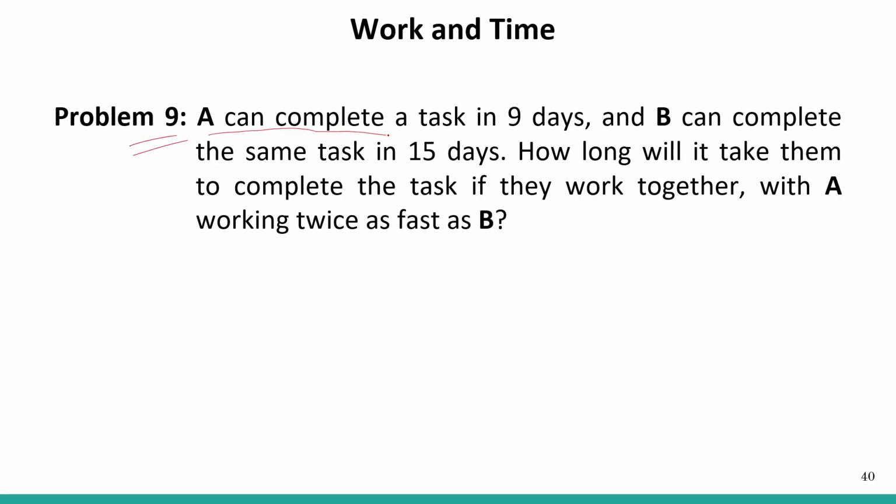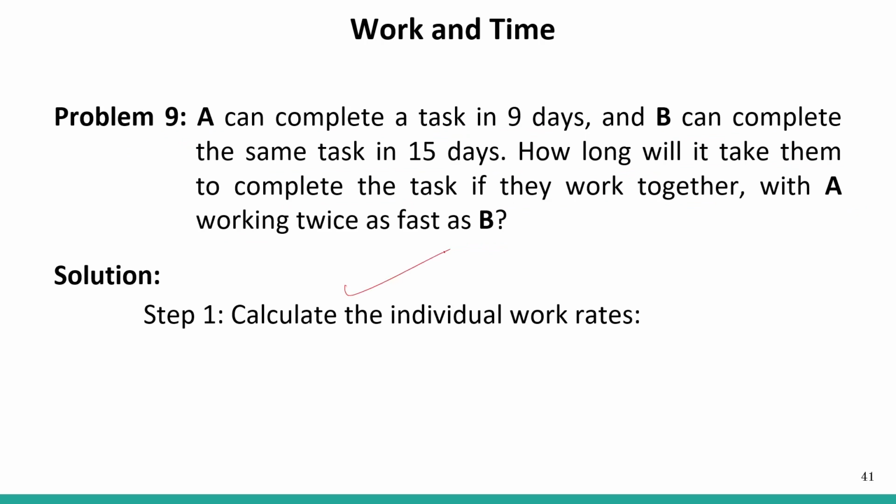So A can complete a task in 9 days and B can complete the same task in 15 days. So how long will it take them to complete the task if they work together? Okay, with A working twice as fast as B. Okay, so work rate of A will be doubled. Okay, and the work rate of B remains as it is. So calculating the individual work rate. So A's work rate is what? 1 by 9, but it will get doubled, right? So it will become 2 by 9 for the task, and B's will be the same, that is 1 by 15.